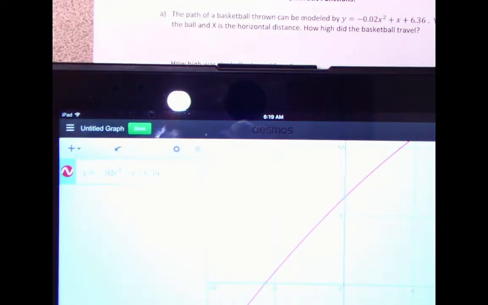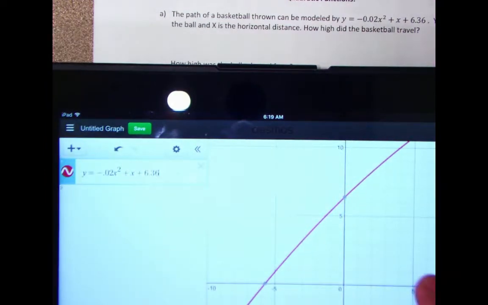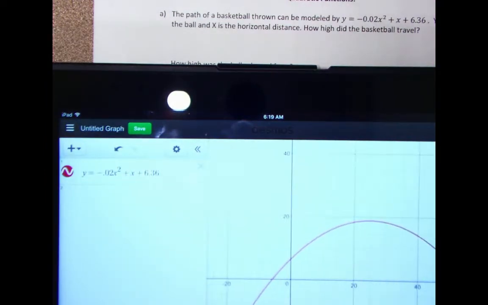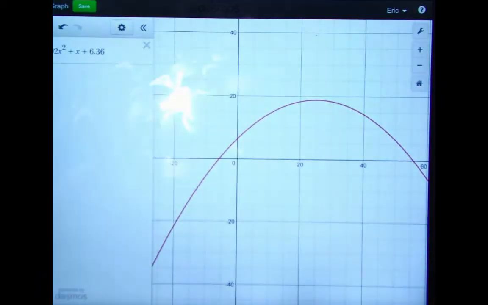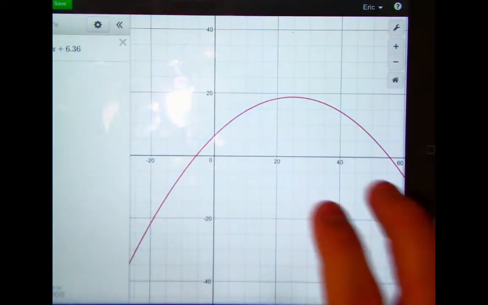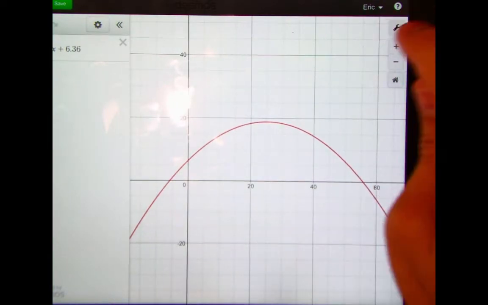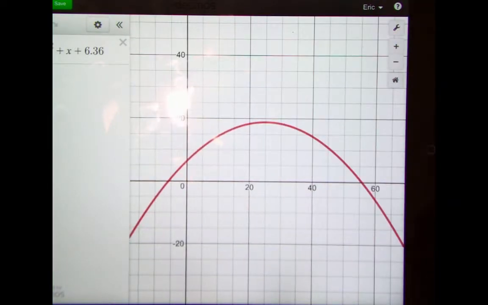So in Desmos, we're going to type in the function. So y equals negative 0.02x squared plus x plus 6.36. So it's in there. I know it's really hard to see. Maybe we can make that a little bit better. Yeah, I'm going to need to zoom out. So just to show you, the equation is in there, so we can see it like this. It makes it real easy. Let's turn on projector mode so you can see it better. Real easy to figure out that that's the path of the basketball.